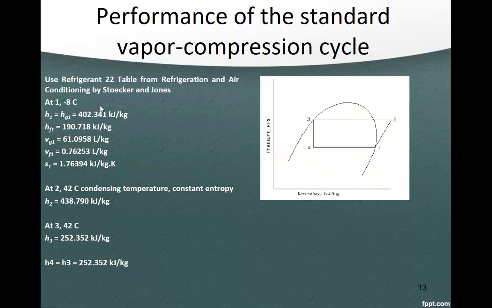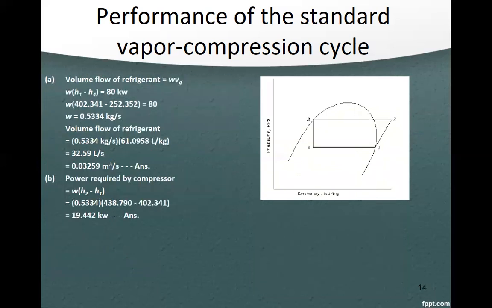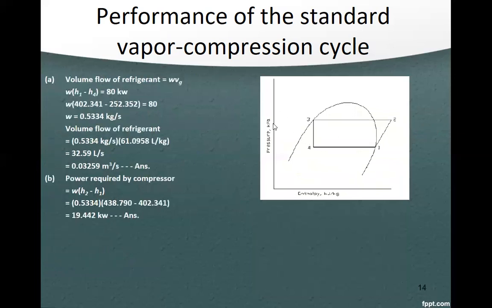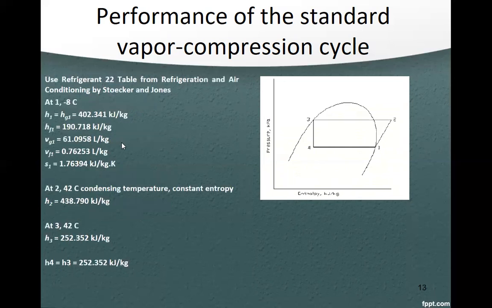So, use the refrigerant 22 table from Refrigeration and Air Conditioning by Stoker and Jones. So, may table naman. Minsan, kung nahirapan kayong kumuha doon sa chart, meron din sa Bogart na table. Pag doon ka gumamit ng table sa Bogart, huwag kang gagamit ng saturation table sa Stoker. Okay? Gamitin mo rin yung sa Bogart na thermodynamics, same reference, kasi mag-iiba yung reference point niya, yung delta S niya.